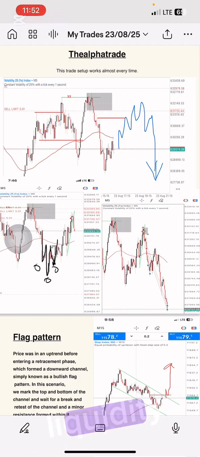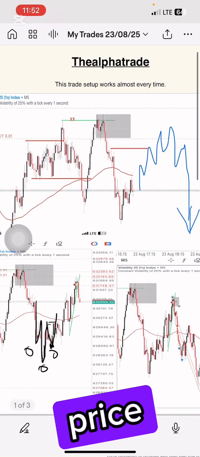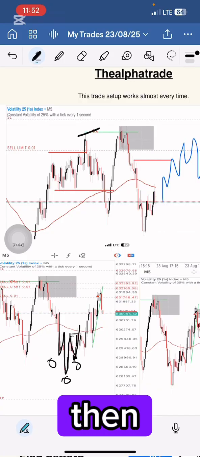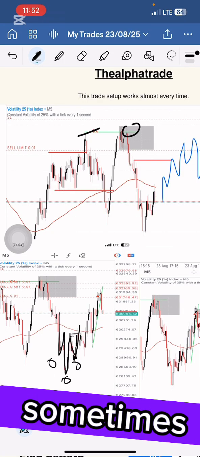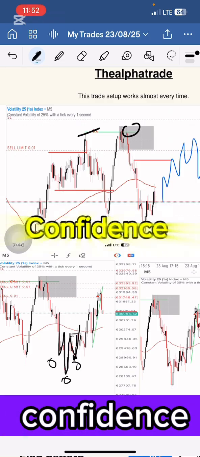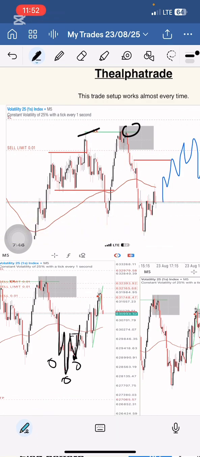When people talk about liquidity, it's not just you seeing price sweep a high. Maybe you just see price take out this high and then you want to jump in. Sometimes it will work, sometimes it will not work. But you have more confidence when you have other confluences around it.